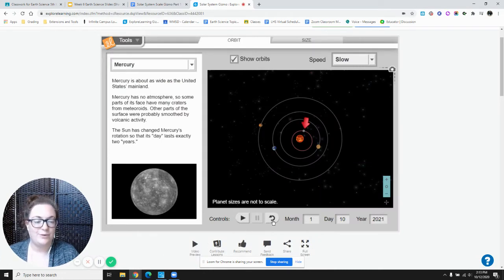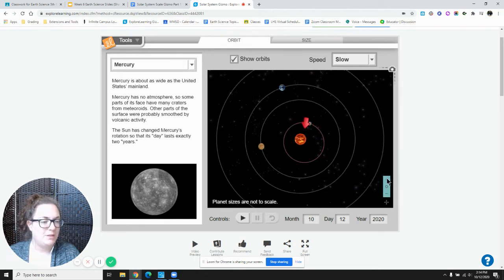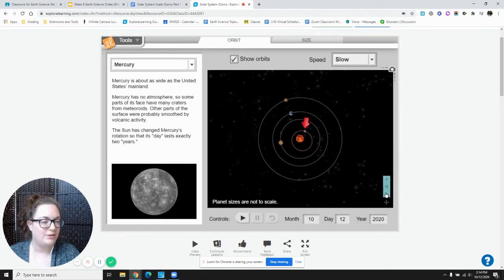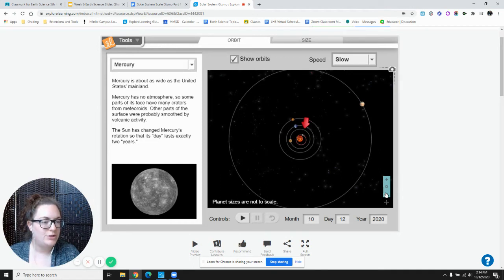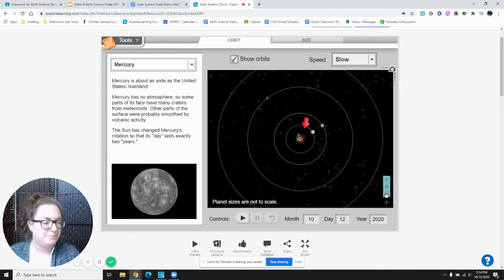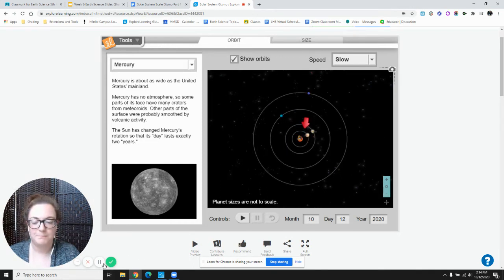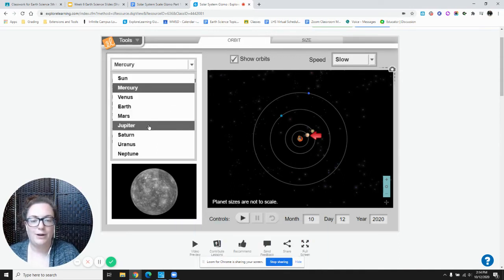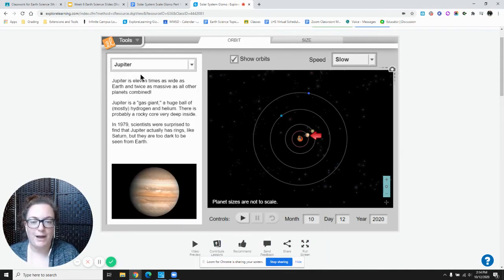Now it's asking us to reset. I would like to show this to you with a larger planet. We're going to do Jupiter. I'm going to head down to my plus and minus symbols here. I'm going to zoom out 1, 2, 3 times. And I am now going to move my red arrow to be pointing directly at Jupiter. Then I'm going to open up our information on Jupiter to learn a little bit more about it.